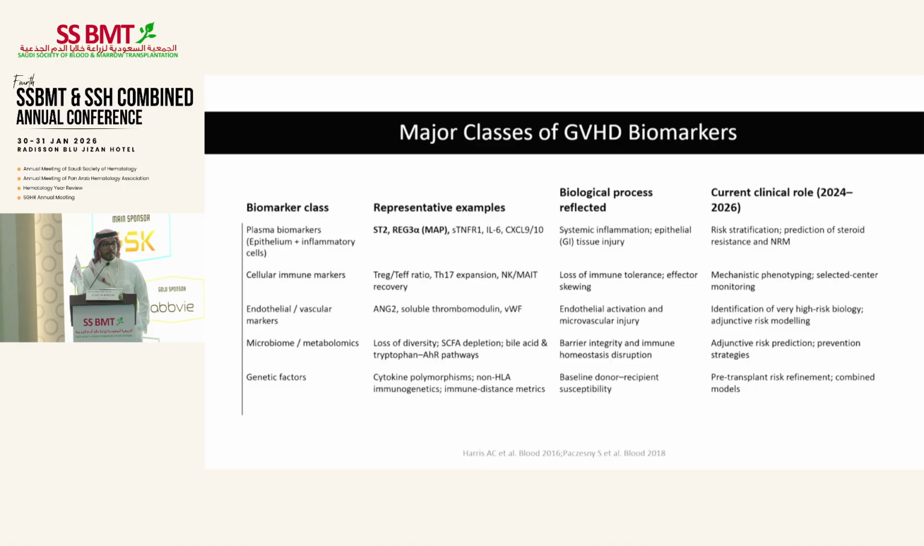And the last one are the genetic factors, and those are pre-transplant, so this is before GVHD occurs. We'll discuss them in another slide, but typically related to non-HLA immunogenetics. For example, if you have two patients, same age, same sex, they receive the same conditioning, they have the same diagnosis, but one of them develops GVHD and the other does not develop GVHD.